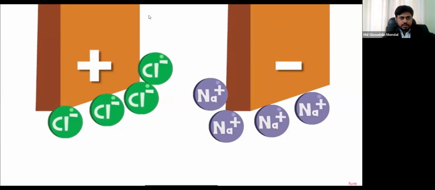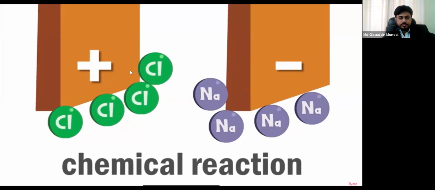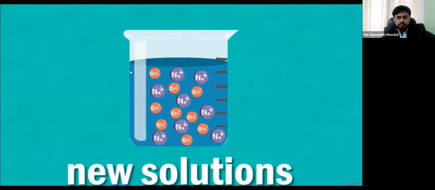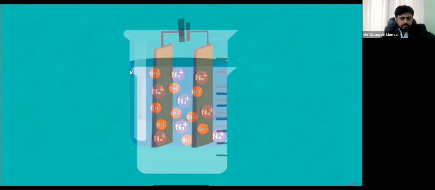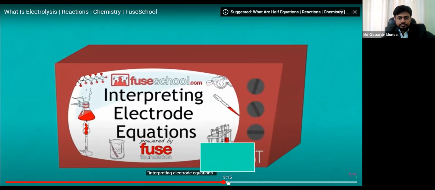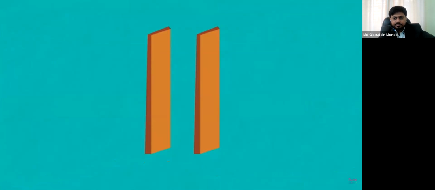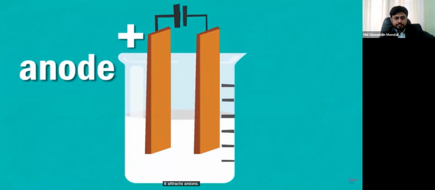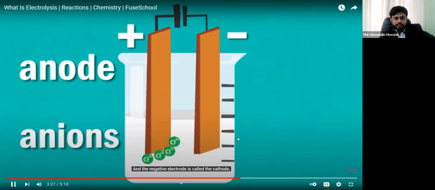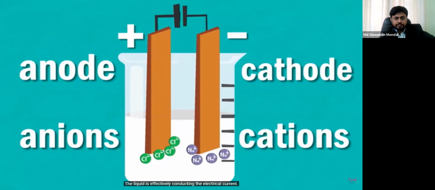When the ions meet the electrodes, electron exchange happens, and this triggers a chemical reaction. Solids can form, gases can be given off, and new solutions can be left behind. It all depends on the liquid and what material the electrodes are made from. There is more detail about this process in our lesson Interpreting Electrode. The electrodes are usually metal plates with a larger surface area than a piece of wire. The positive electrode is called the anode, it attracts anions, and the negative electrode is called the cathode, it attracts cations. The liquid is effectively conducting electrical current.